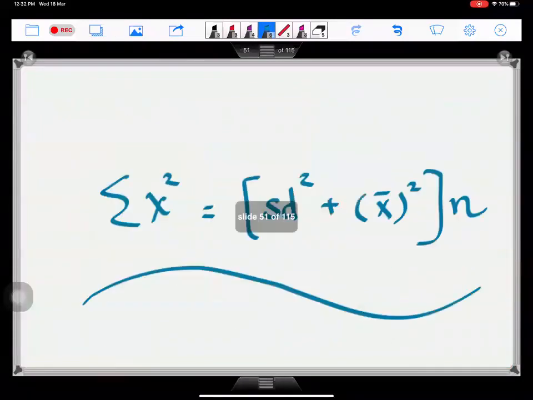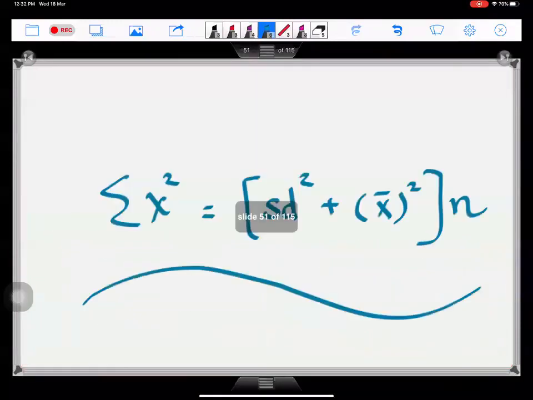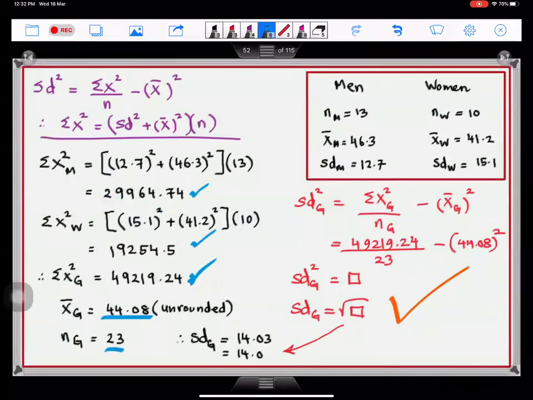Sigma x first, let's look at the basics over here. You add both the sigmas and you get 1013, sigma x that is. You find the average for the whole group. You find sigma x square for men, you find sigma x square for women, you add it up, you get sigma x square for the group. And then you calculate the standard deviation based upon the overall average, which was 44.08, the unrounded value.